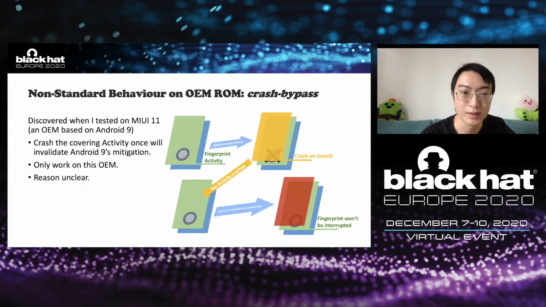And the third bypass is a case we found accidentally. Basically, when we were testing this attack on some OEM ROM based on Android 9, we found that instead of directly launching the covering, we can first launch some activity in some arbitrary app. However, this activity will crash; we make it crash immediately after it is launched. After that activity crashed, the malicious activity can at any time launch the covering again. Now this time, although there are stack changes, the mitigation is not triggered. Because this OEM is closed source, we didn't investigate further to understand the exact reason behind it.